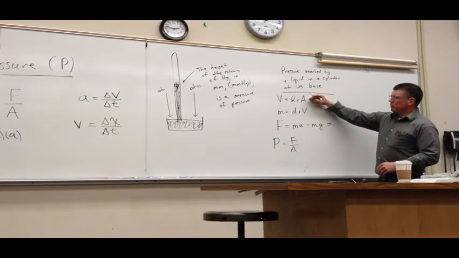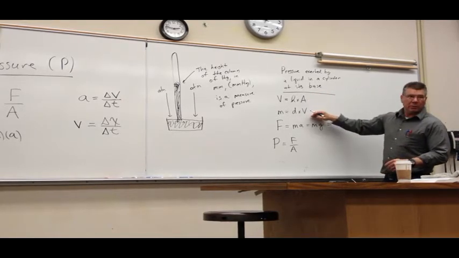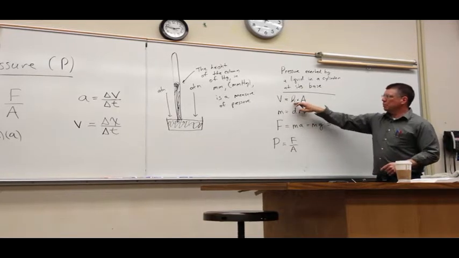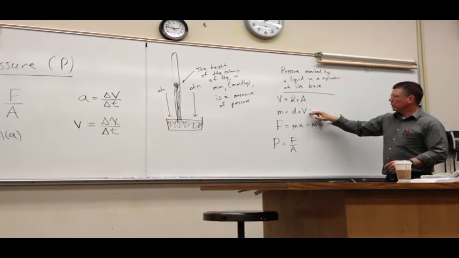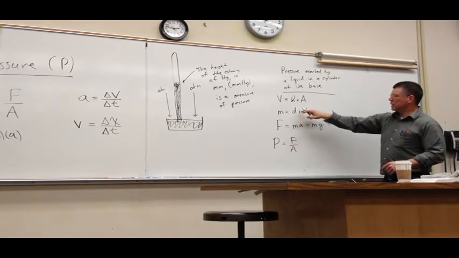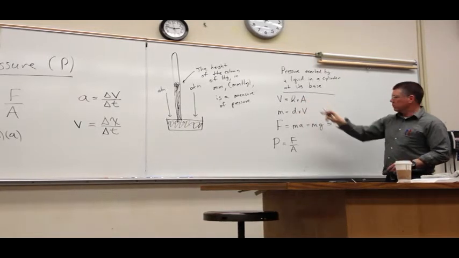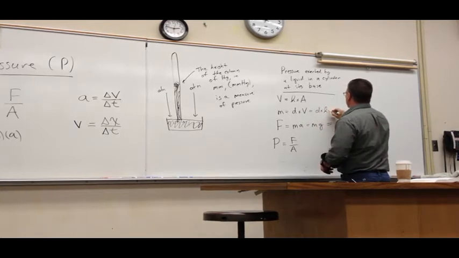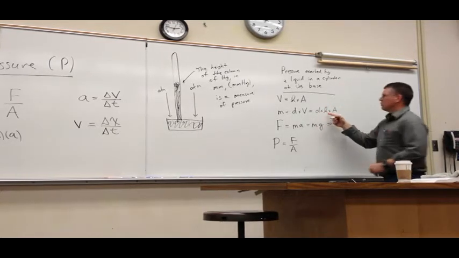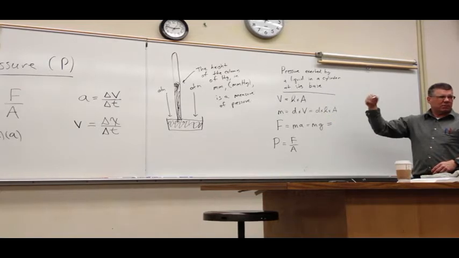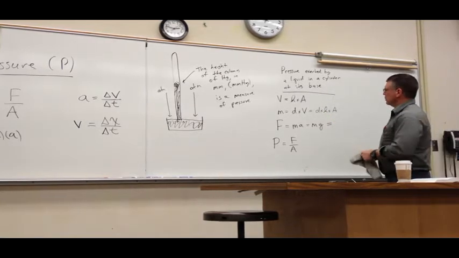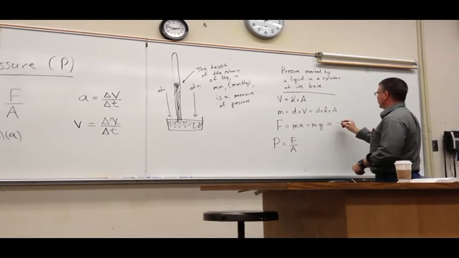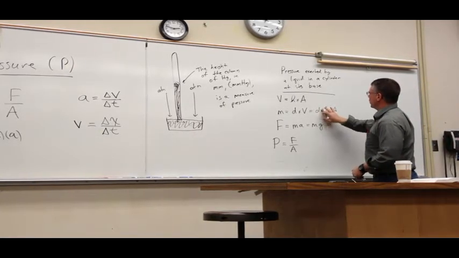What I'm going to do now is substitute in these expressions. For the volume, I'm going to put height times area. For the mass, I'm going to put density times height times area. The x's are just times. Do you like that, or do you like the parentheses better? No? I'll use dots.